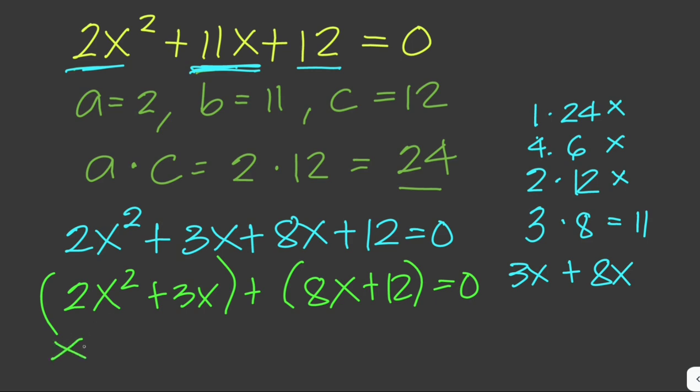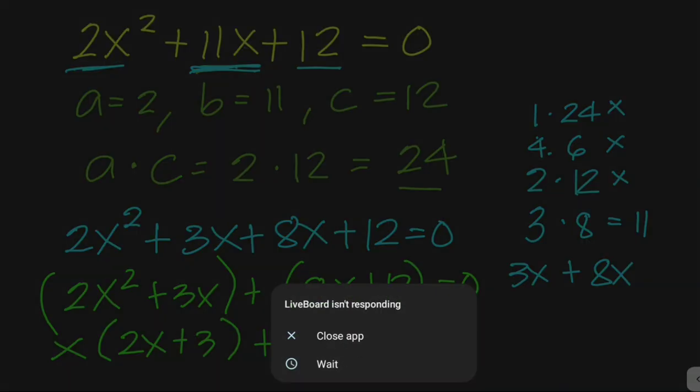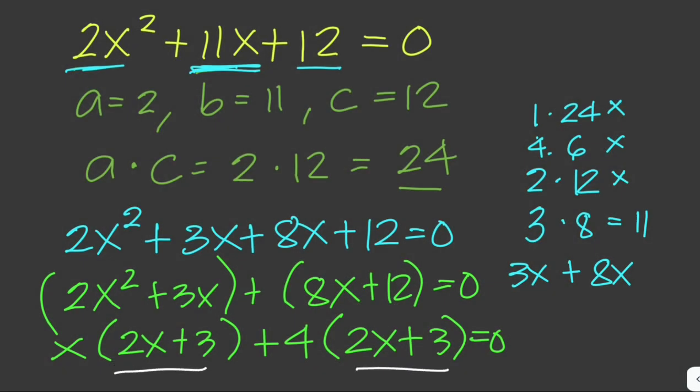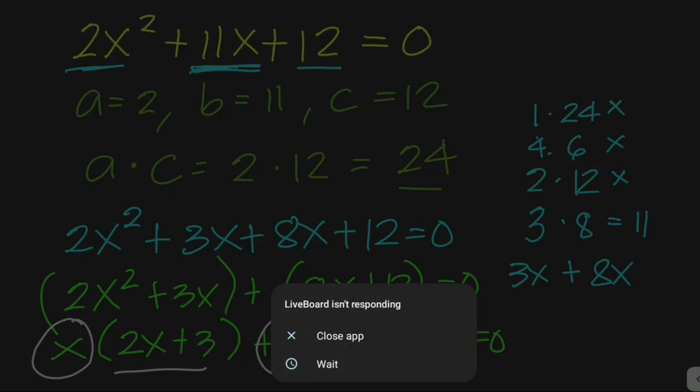The common factor in the first expression is x, so we're left with 2x plus 3 inside the parentheses. And then the common factor in the second expression is 4, and we're left with 2x plus 3, then equals 0. Notice that we have a common factor, which is 2x plus 3. So we can group x and positive 4 together.